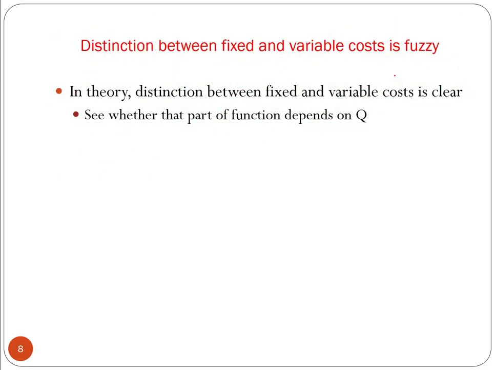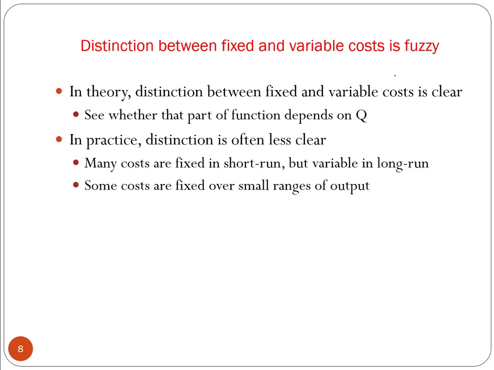Now, in theory, the distinction between variable costs and fixed costs is kind of clear. In a function, you can tell what the variable costs and what the fixed costs are. In practice, this distinction between fixed and variable costs is somewhat fuzzy, and many costs turn out to be fixed in the short run but variable in the long run.